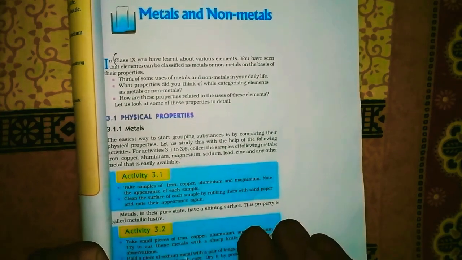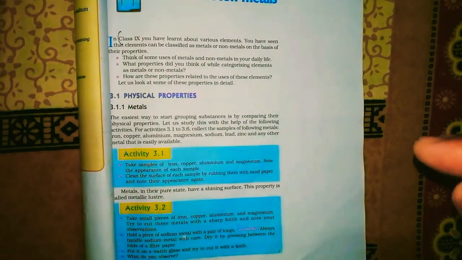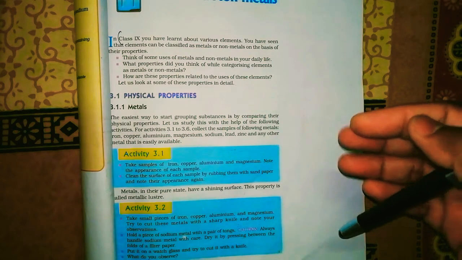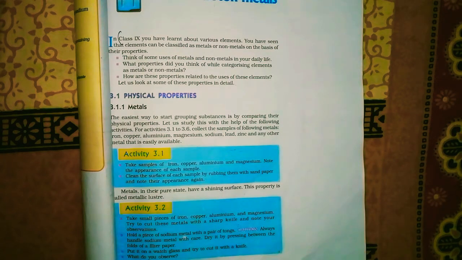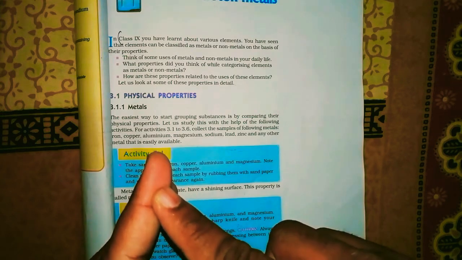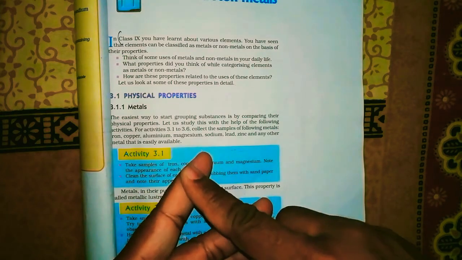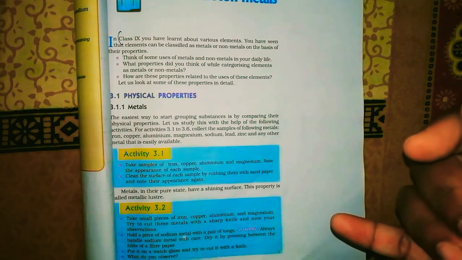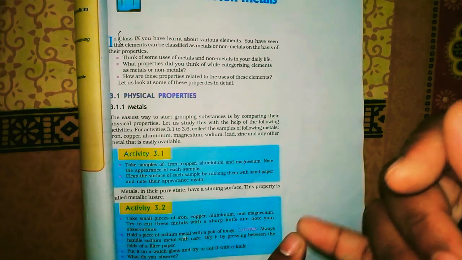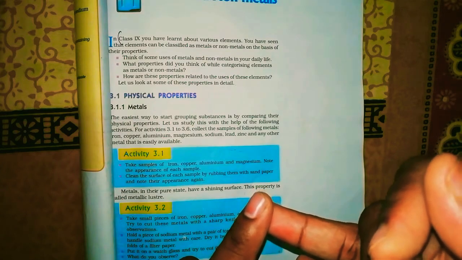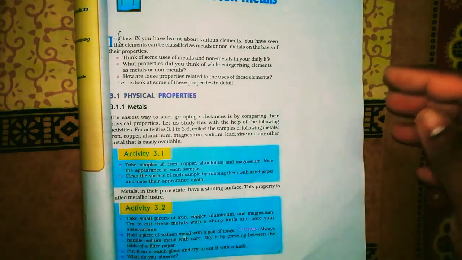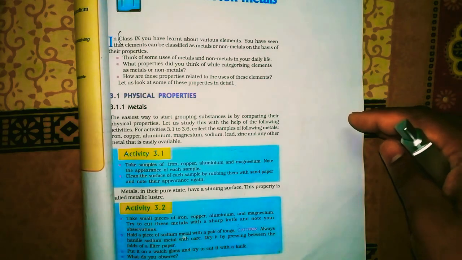Let's start with the physical properties. The physical properties of a metal are: they are hard, they are lustrous, they are sonorous, and they are good conductors of heat and electricity. They have a high density, and they have the malleable property. They have the ductile property, right? So all these properties talk about the physical properties of metals.